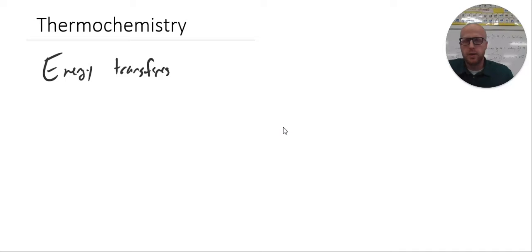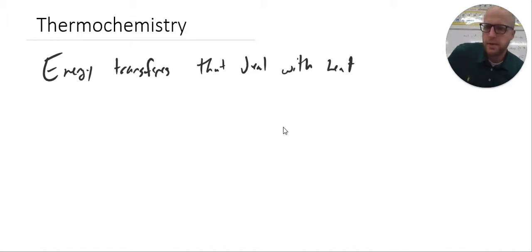within chemical systems that deal with heat. Okay, so heat is one of the forms of energy. We also have work, which is energy caused to move. Heat is the energy that's used to increase the temperature of a system.